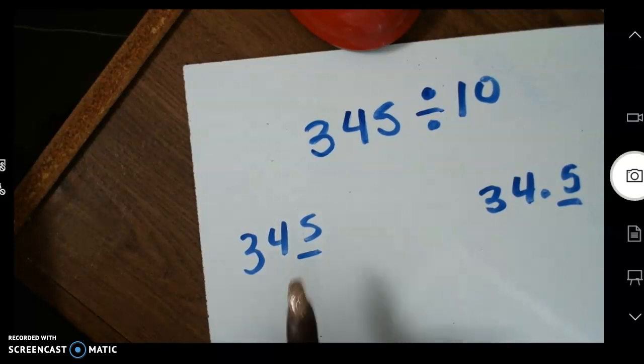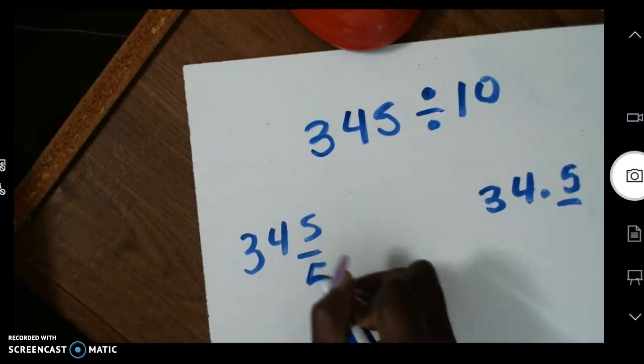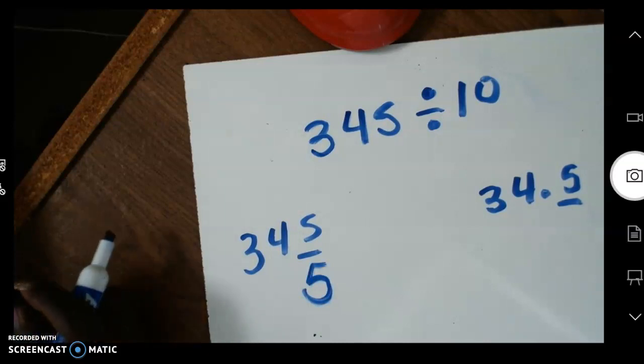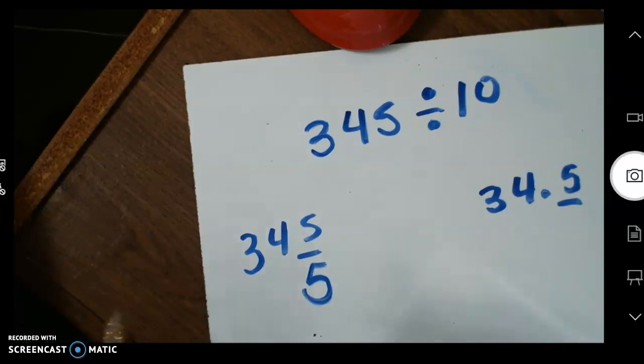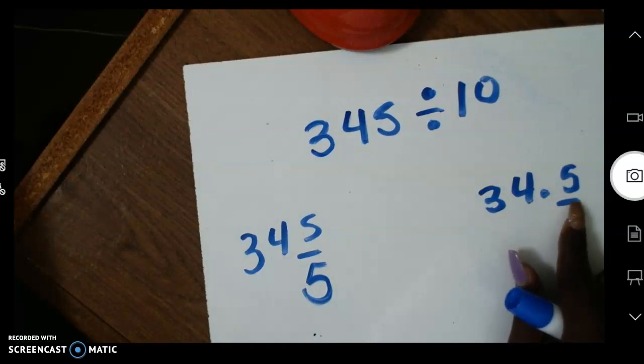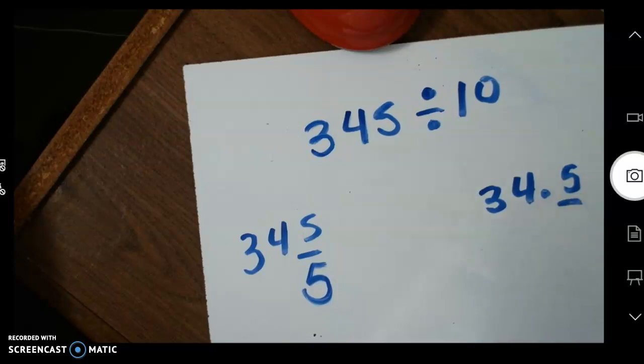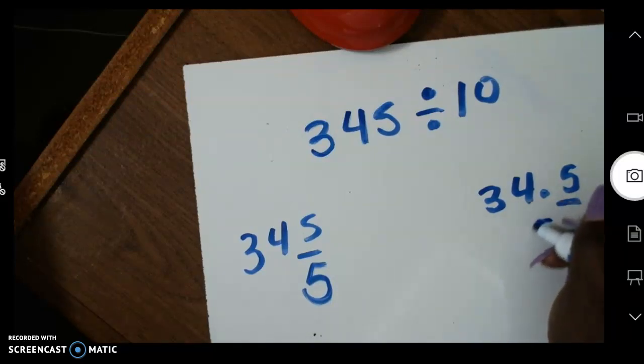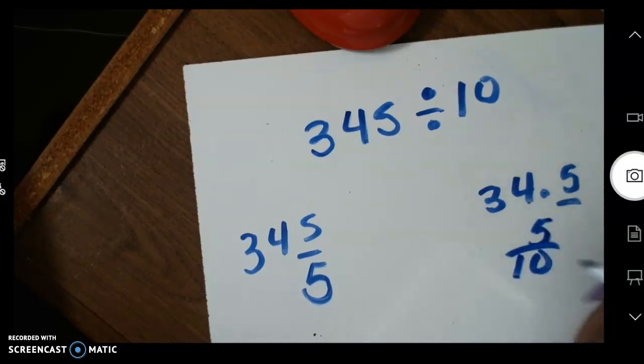Therefore, the 5 has a value of 5 wholes, or 5 ones. Then I will identify what place value the 5 is in the number 34.5, and it's in the tenths place. Therefore, it has a value of 5/10, or 0.5.